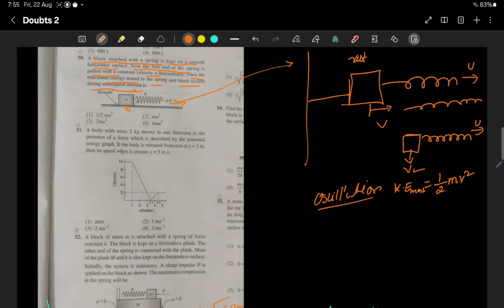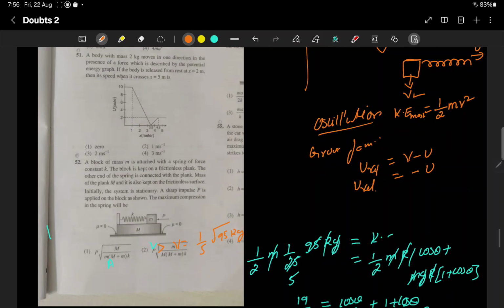If it is oscillating, in the ground frame, if you see the relative velocity of the block with respect to the spring, what we will get is v minus u. Am I right? In the initial stage this velocity v is 0. Initially it is at rest, so you will get minus u. So this is the relative velocity of the block.